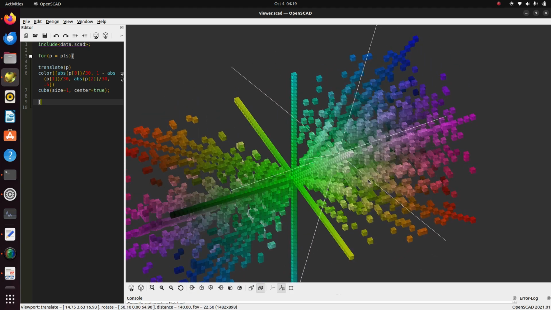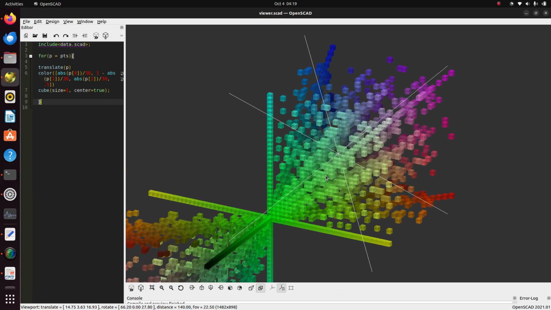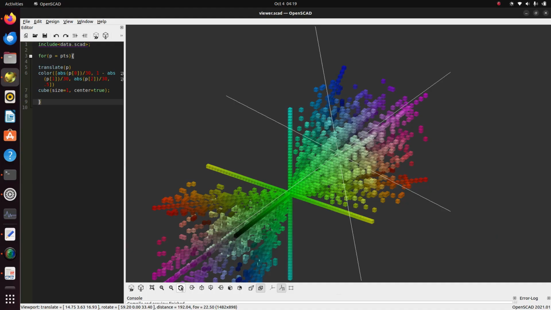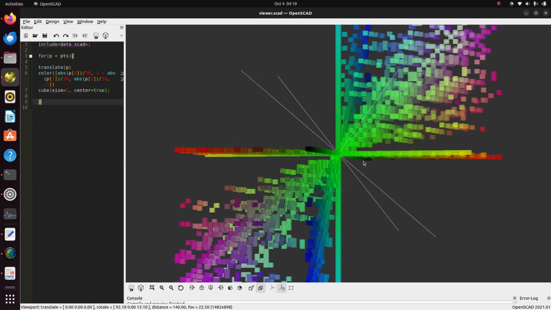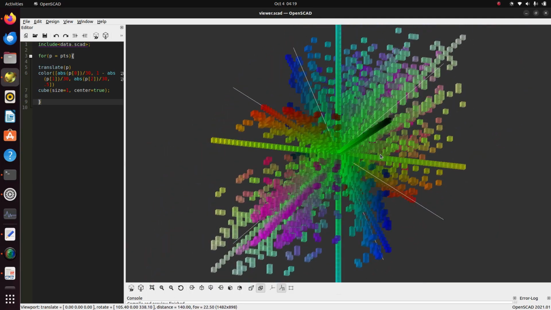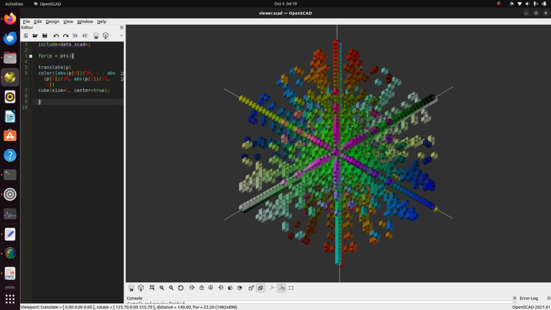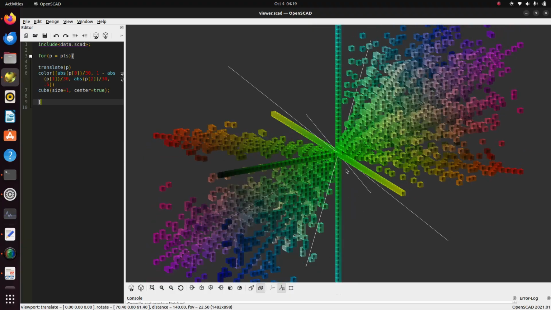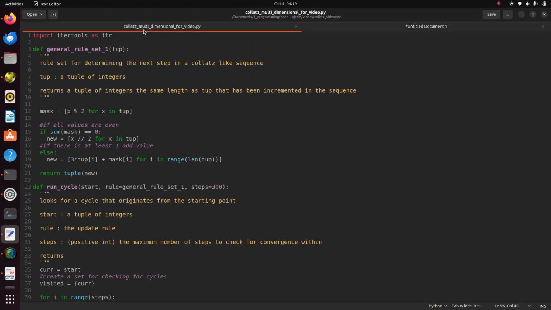So I did not write this code in OpenSCAD. I found it easier to write in Python. So this is the negative side. Both sides are kind of interesting, a little different. Here's the code.